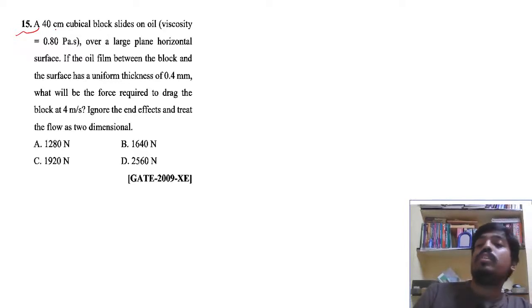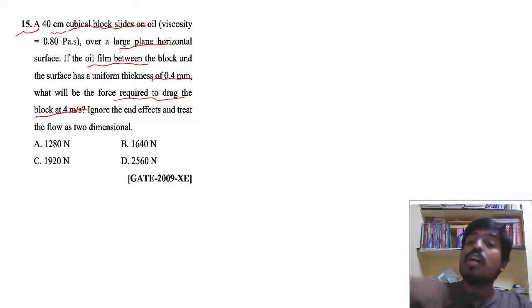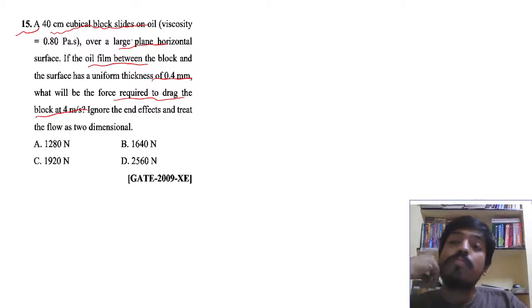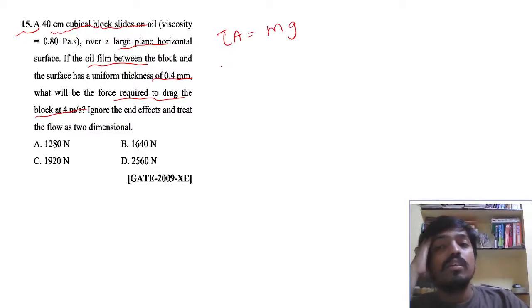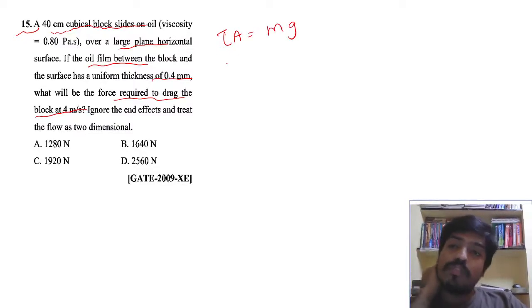So 15th question. A 40 centimeter cubical block slides over a large surface with a thin oil film given. The force required to drag is asked. Wow, nice question. Force required to drag is equal to mg? For a cubical block on a horizontal surface, dragging needs only this much.